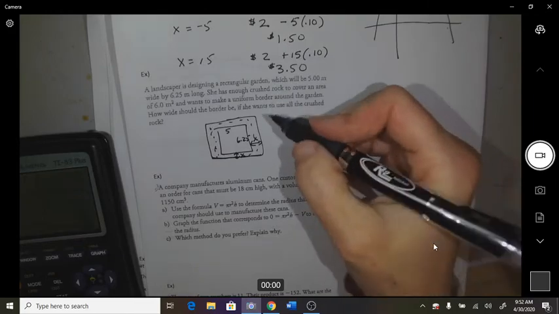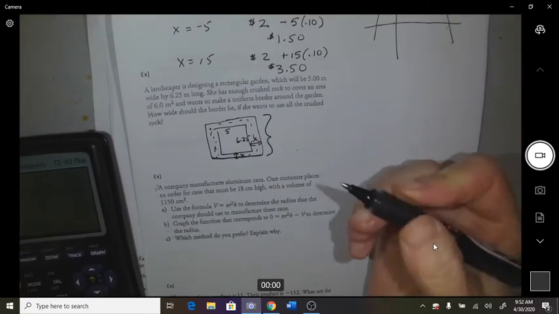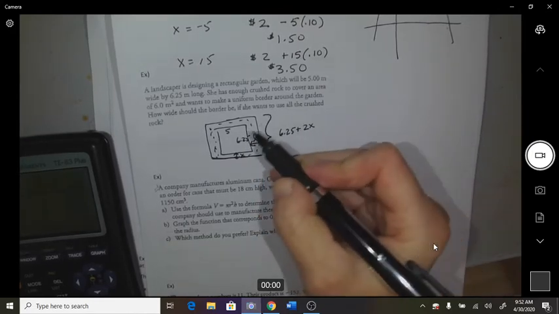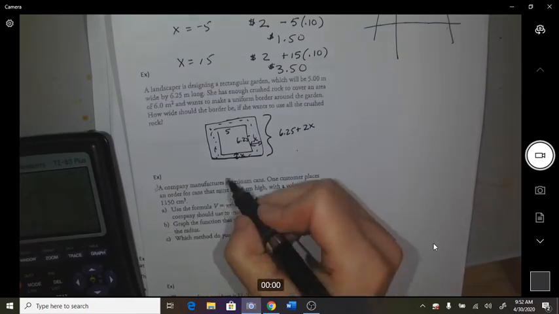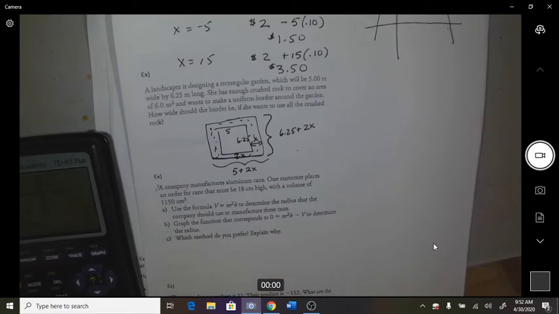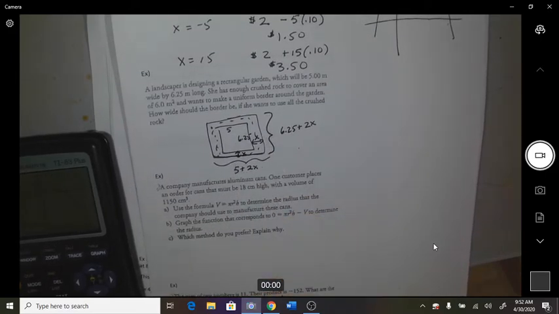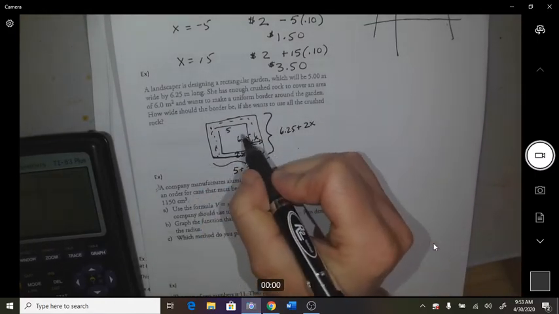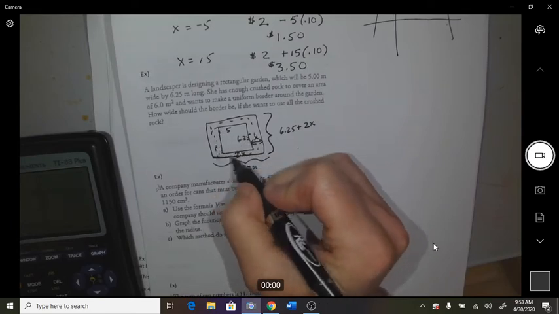Okay, so now I can see that this total length is 6.25 plus 2x. Do you see why it's 2x? Because we have an x on both sides. And this is 5 plus 2x. So this is our inside dimension and our outside dimension. Okay, what do we know? We know she wants 6 meters squared of crushed rock. So the area of the whole thing minus the center area would be the area of the rock.